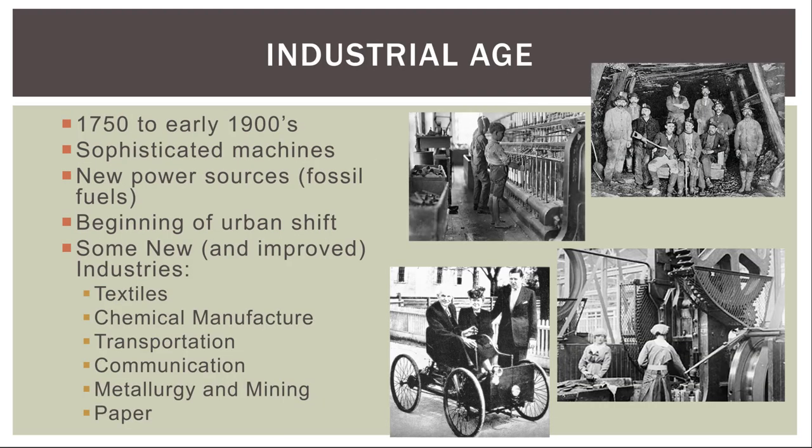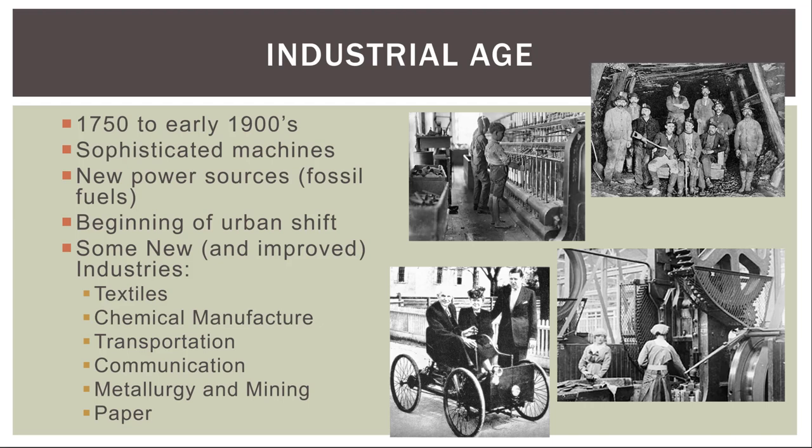So the Industrial Age is about 1750 to the early 1900s. We start seeing sophisticated machines. We get new power sources because we've also discovered coal and oil at this time. We start to see this urban shift, people moving from agrarian societies into the cities, and this is really important. The Industrial Age is a huge shift for us.